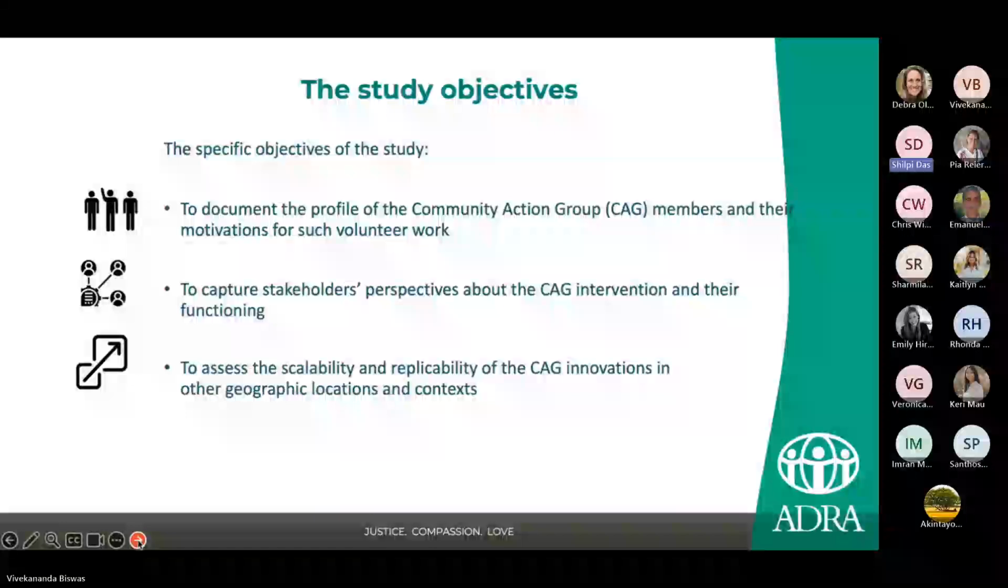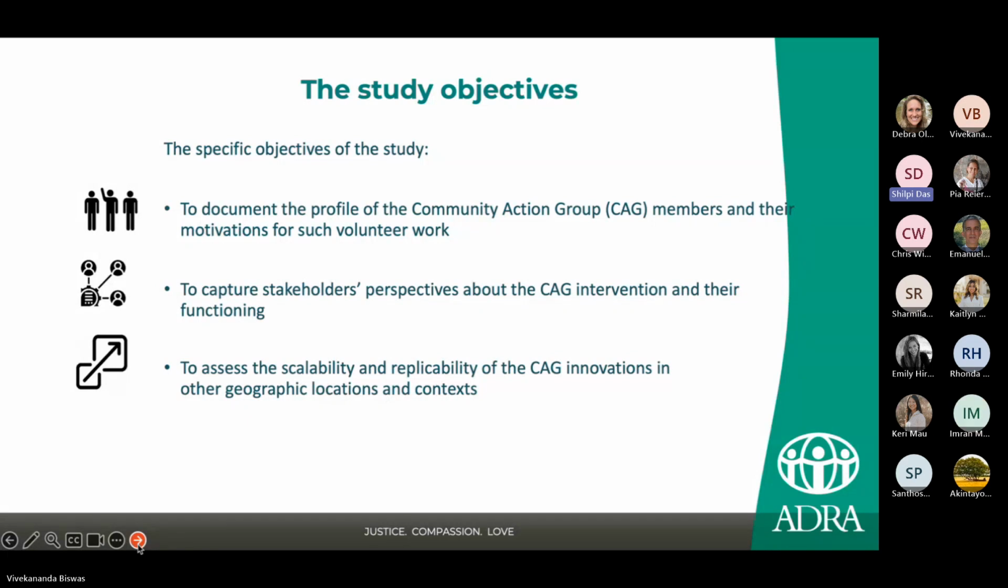And the last objective was to assess the scalability and replicability of the CAG innovation in other geographic locations and contexts. To a certain extent, we think that this was a success because UP, ADRA and the core group were working for a long time, but Assam was a new area, a new state for us. But despite a new geography, the CAG members were formed there as well, and they were working very well, similar to UP. So I think the CAG innovation can be spread across other locations as well. Next slide, please.